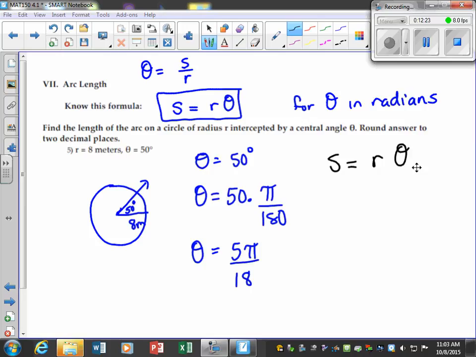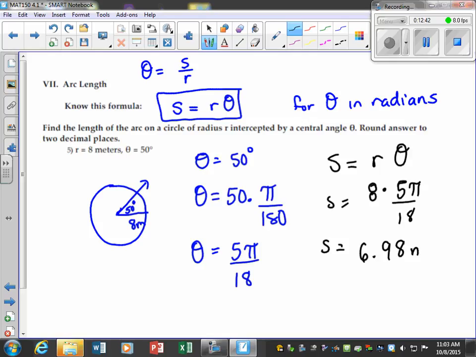Now we just need to plug it into this formula over here. So the radius is 8 because it's given in the problem, and our theta in radians is 5 pi over 18. And we solve for S just by simplifying the right hand side, and then we can put that in the calculator and we'll get approximately 6.98 meters. So that's saying the arc length S here to here is approximately 6.98.